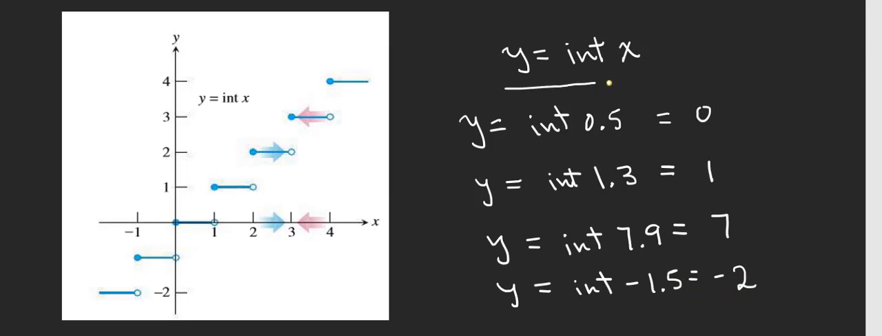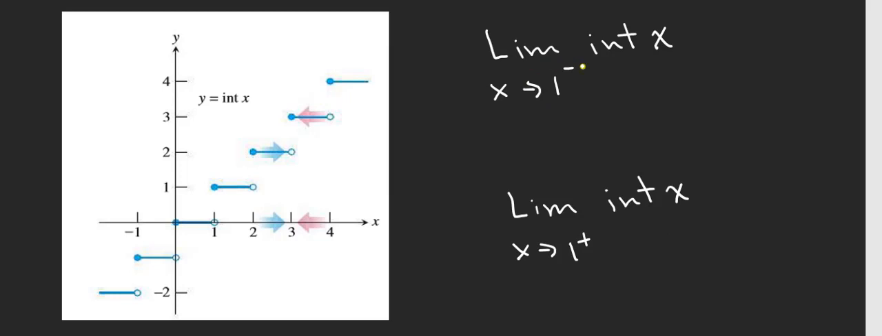So when you graph y equals greatest integer of x, you get a step function. You could also do it with your calculator and see if that makes sense. So we've got the limit of greatest integer of x as x approaches 1 from the left. And this means the limit of greatest integer of x as x approaches 1 from the right. These are examples of one-sided limits.